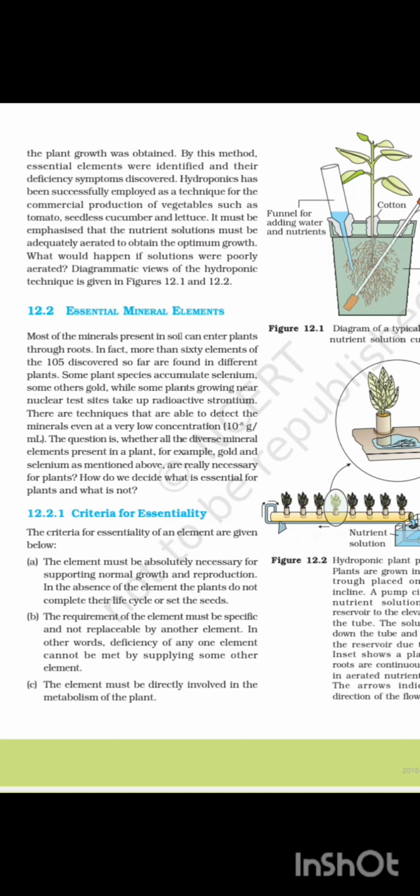12.2.1 Criteria for essentiality. The criteria for essentiality of an element are given below. A. The element must be absolutely necessary for supporting normal growth and reproduction. In the absence of the element, the plants do not complete their life cycle or set seeds. B. The requirement of the element must be specific and not replaceable by another element. In other words, deficiency of any one element cannot be met by supplying some other element. C. The element must be directly involved in the metabolism of the plant.